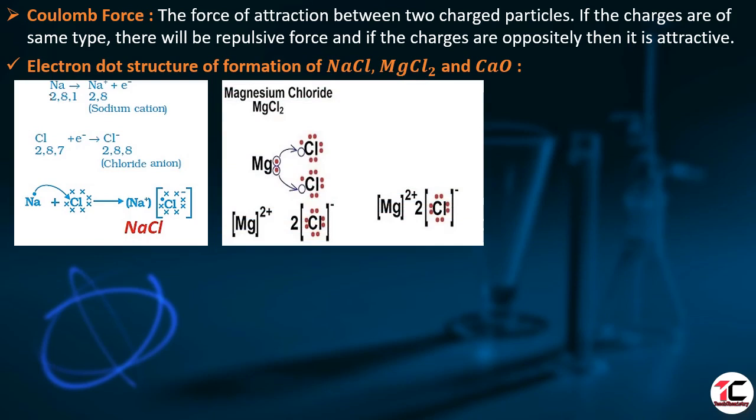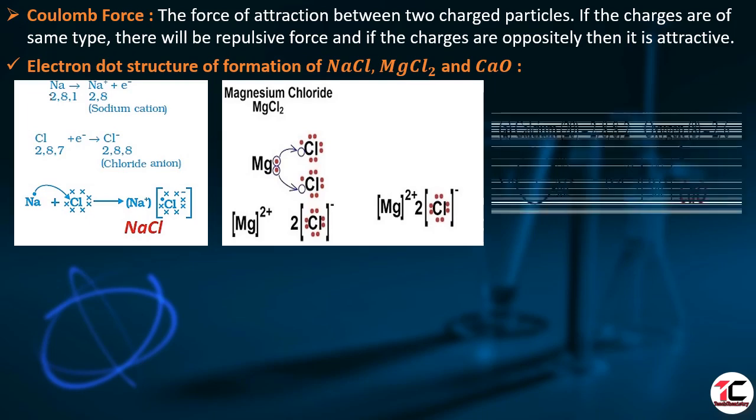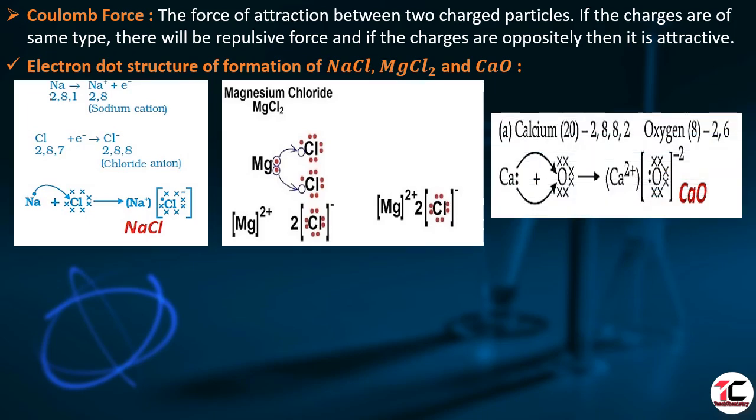Let us see magnesium chloride. Magnesium has 2 electrons in the outermost shell, so it will lose 2 electrons to both chlorine atoms and it forms magnesium ion and the chloride ions. So here we have shown only the outermost valence electrons for the formation of magnesium chloride. Similarly, in the case of calcium oxide, we will show only the valence electrons. Then it is called the electron dot structure of the formation of different compounds.